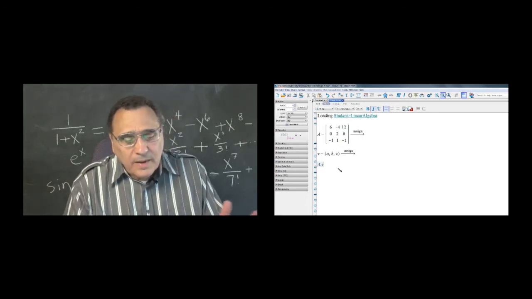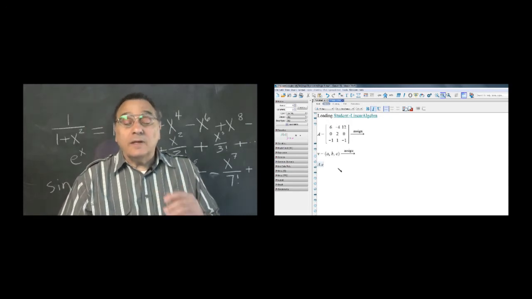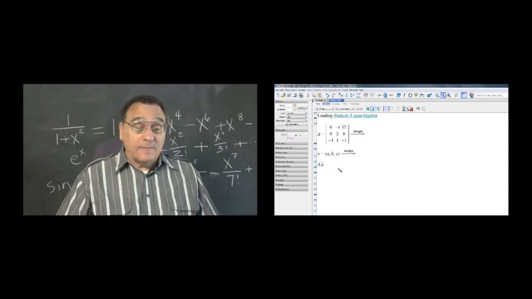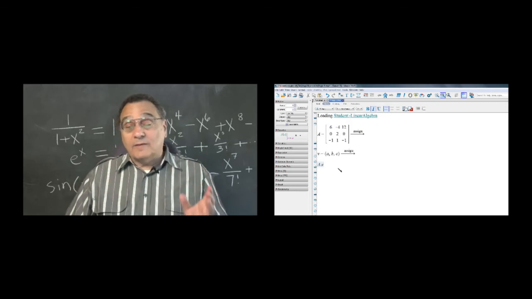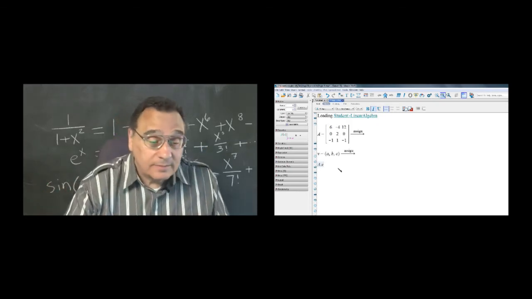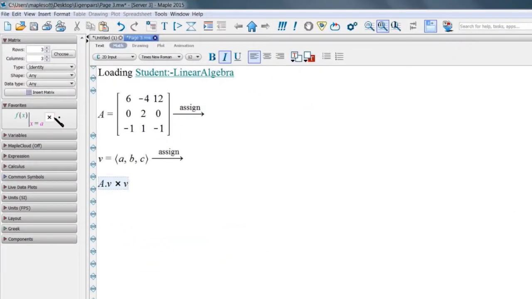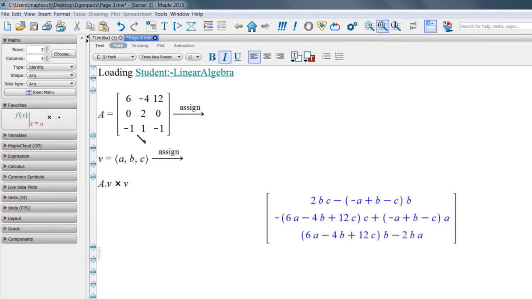I want this to be the same direction as v. Well, here's a way for 3 by 3. Here's another way you can do this. If you take the cross product of AV and V, and that cross product is 0, those vectors will be collinear. So each of these 3 components has to be 0.